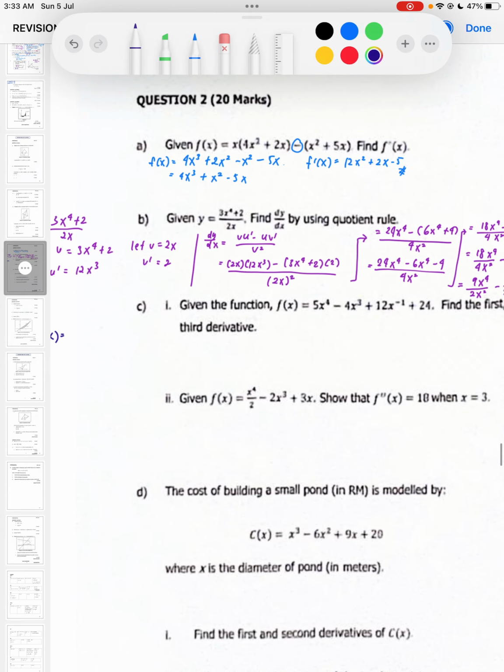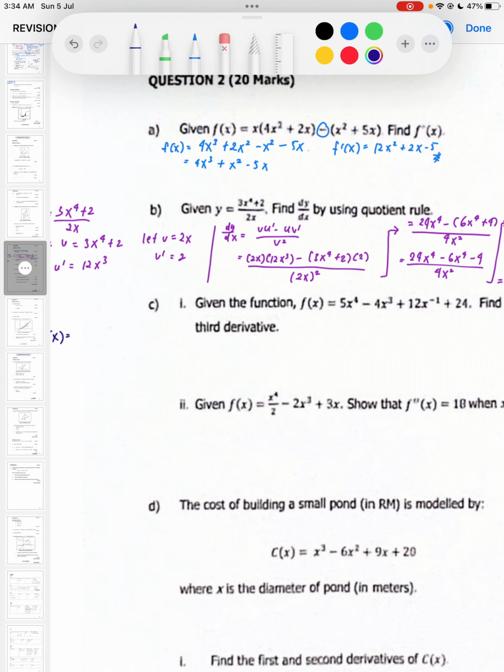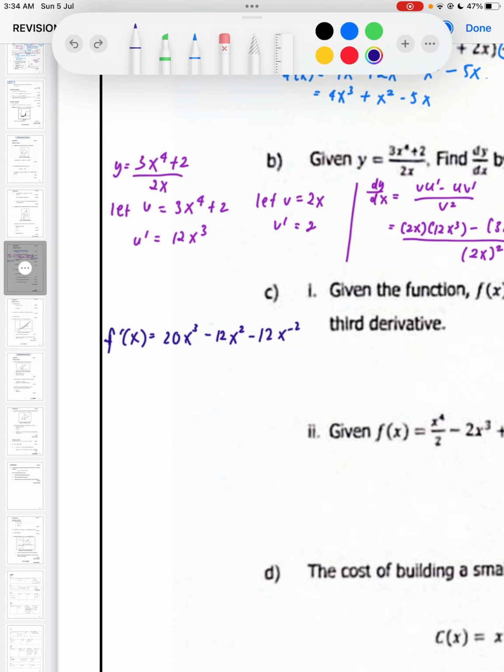Okay, so let's differentiate. We have 4 times 5, 20x cubed, minus 12x squared. It's going to be minus 12x to the power of negative 2. That's not 24 because, yeah. Now for the second derivative, f prime prime x is going to be 60x squared minus 24x plus 24x to the power of negative 3.